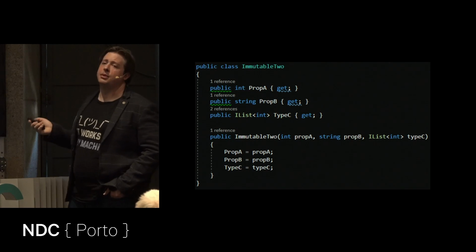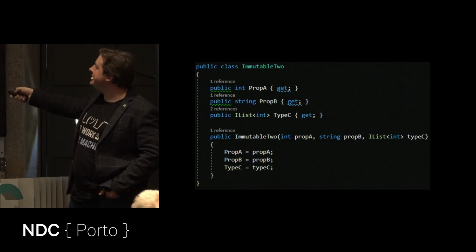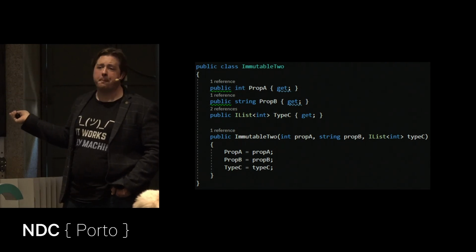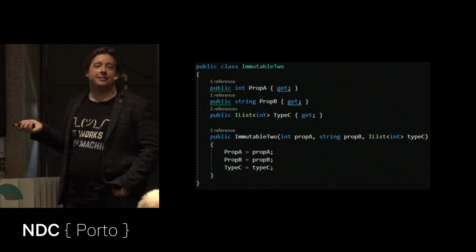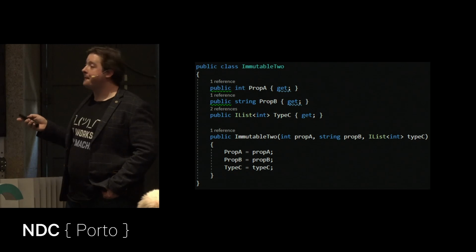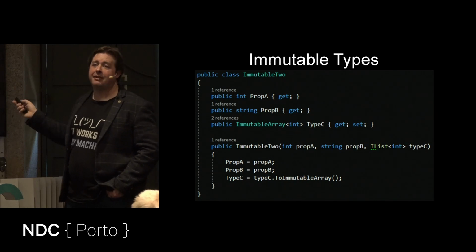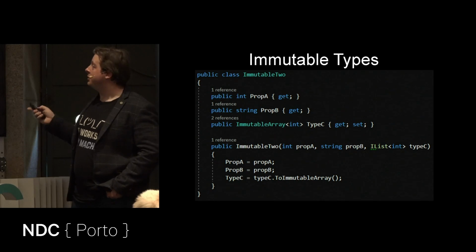Is this immutable? So I have now added an IList here, type C. Now it's still got no setter. Is it immutable? No, it's not. Because I can still call the .Add. So it's not. I could change it like this. There we go. Mutable array. There we go. Sorted. It's immutable now. That's fine. You can pass in as many lists as you like. You can't change it. So we're good.